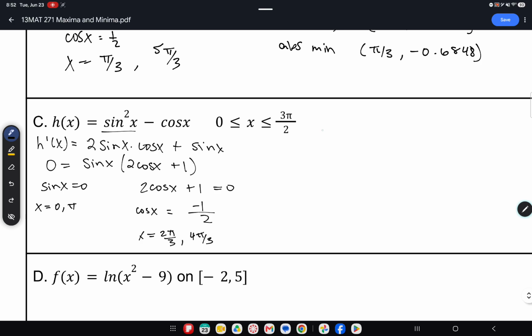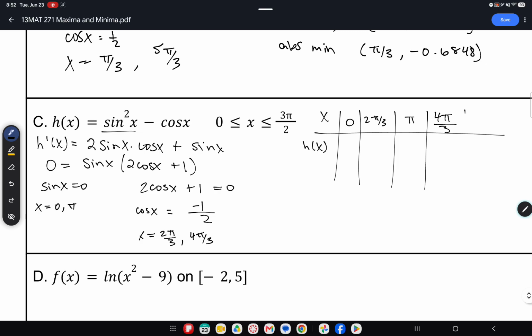Right, so we have some values to look at now. So I'm looking at 0 and then all the numbers in between. So 2 pi over 3, pi, 4 pi over 3, and then 3 pi over 2. All right, so let's go back in to the calculator, put our new function in.